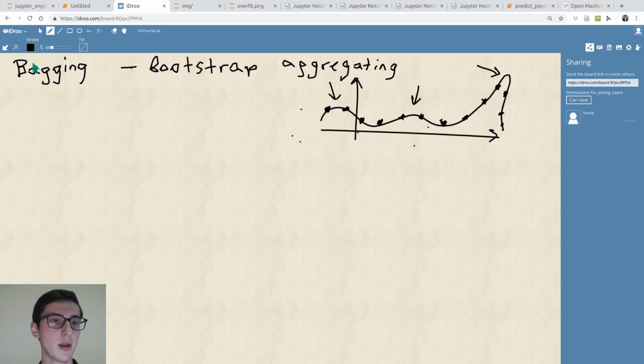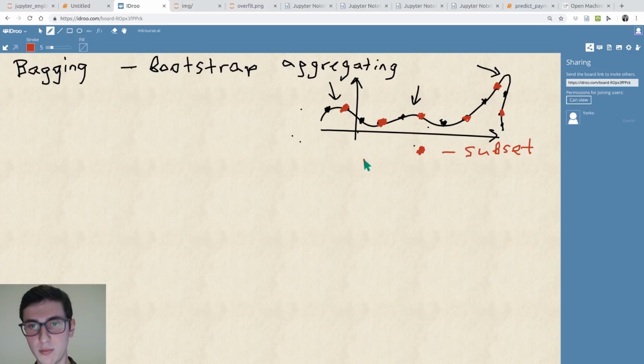The idea of bootstrap is to randomly pick a subset. I'll describe soon how we do it, but let's say that the red dots depict a subset from the initial dataset. Then we estimate the median or any other statistic for this subset. We calculate medians, and we do it, let's say, 1,000 times.